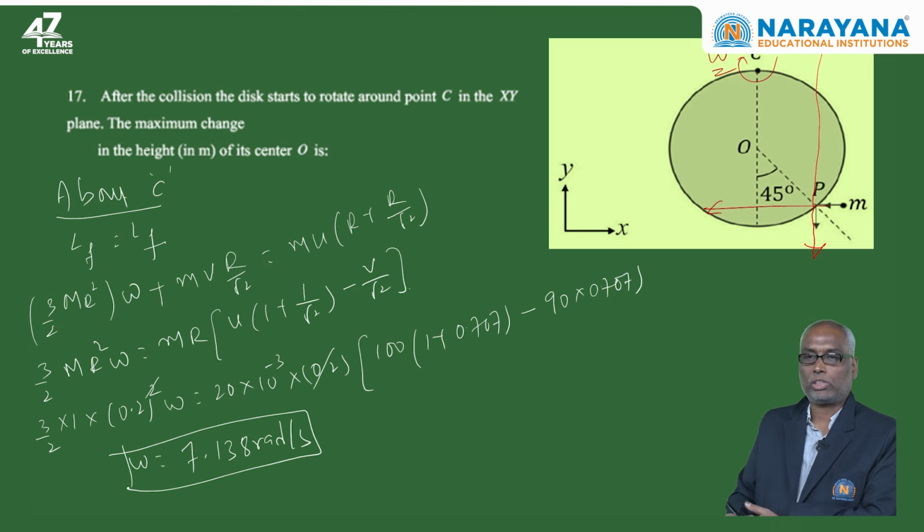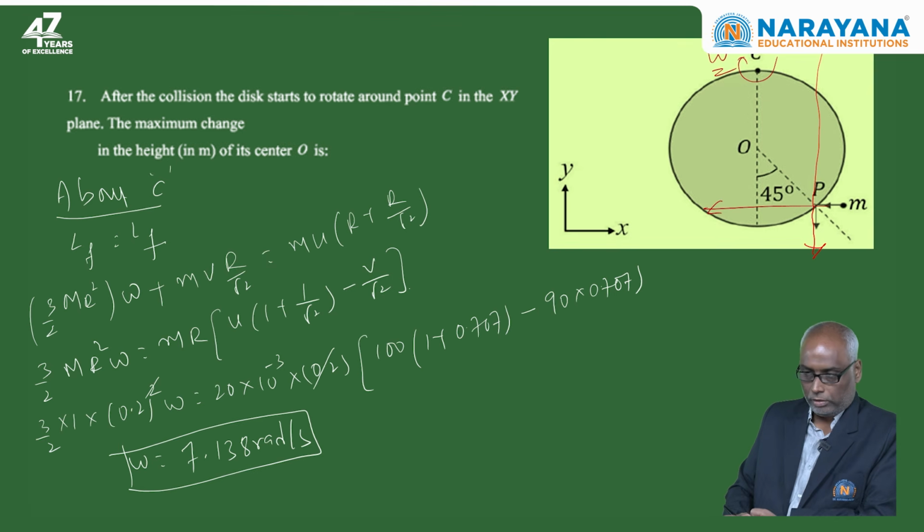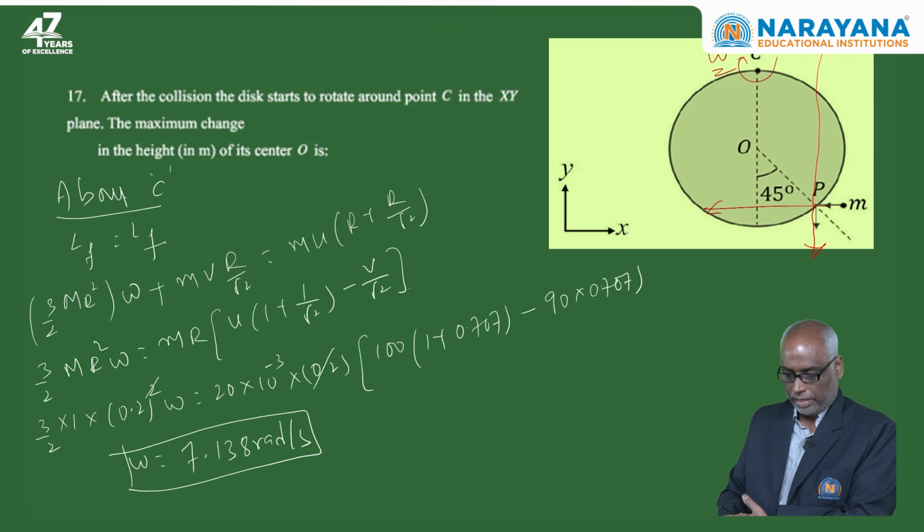This is the angular velocity of the disk just after collision. So just after collision, what happens? It will start rotating with this angular velocity. So the disk will be raised. Initially it will have rotational kinetic energy, finally it will have potential energy. As it goes up, potential energy will increase, kinetic energy will decrease. So applying the law of conservation of energy, the decrease in rotational kinetic energy is equal to the increase in potential energy.